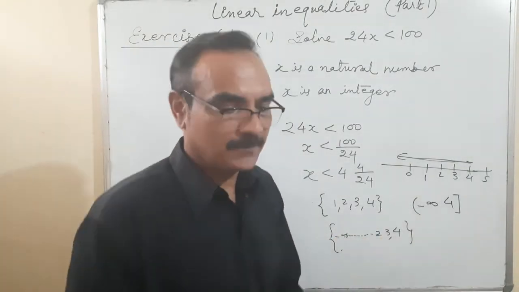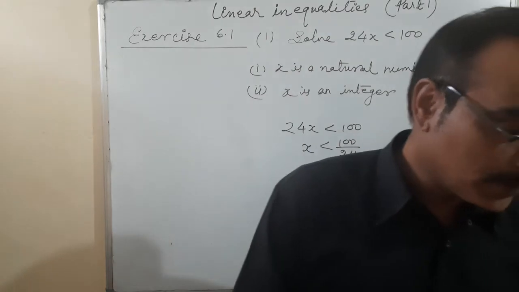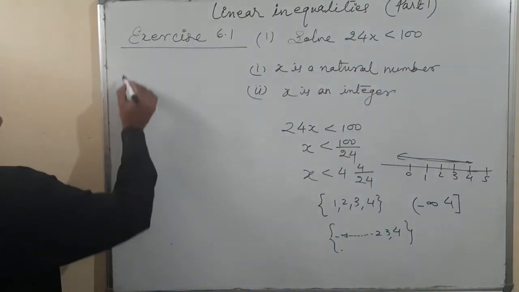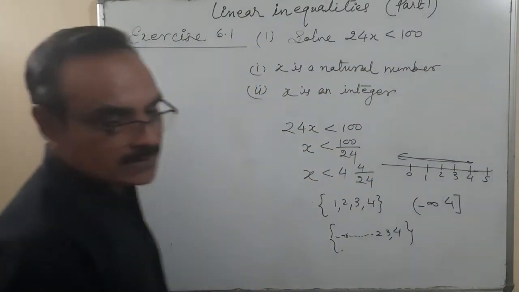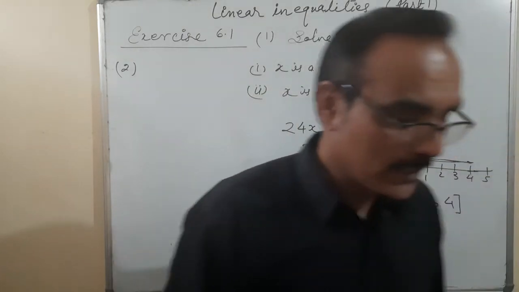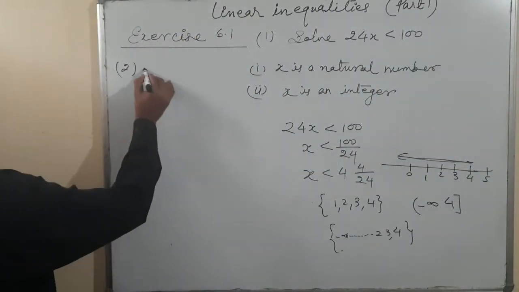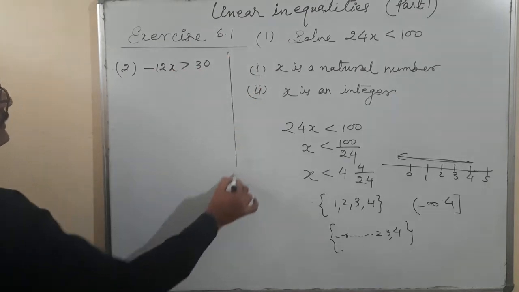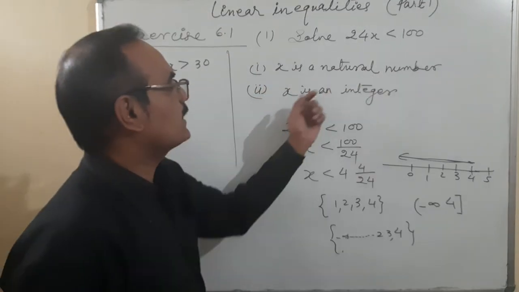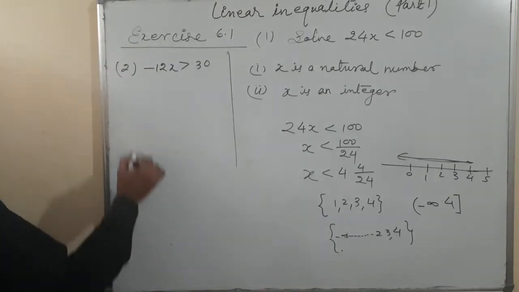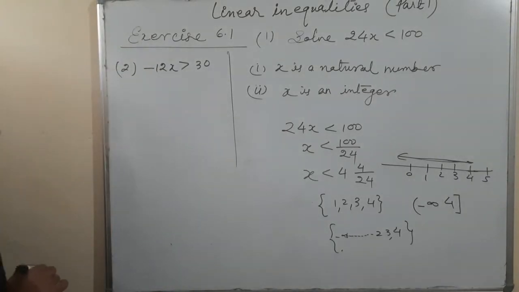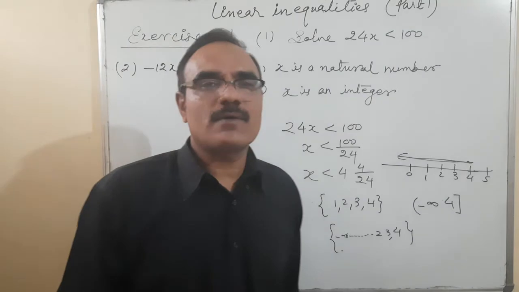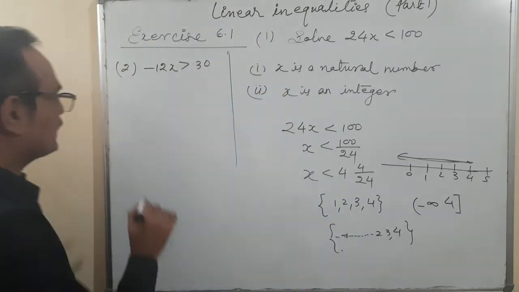Okay, clear? Question number 2 also. I am solving it because it has a negative term. Minus 12x is greater than 30. Minus 12x is greater than 30. And same condition: x is a natural number, x is an integer. Minus 12x is greater than 30. How to find the value of x, because x has a minus sign here?